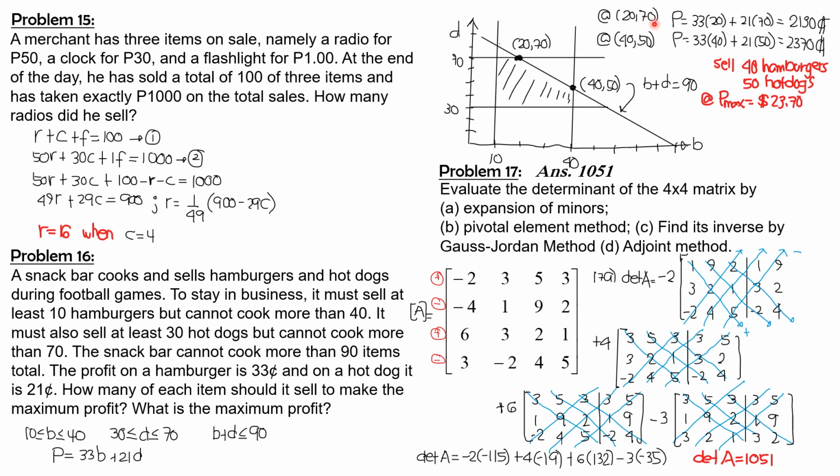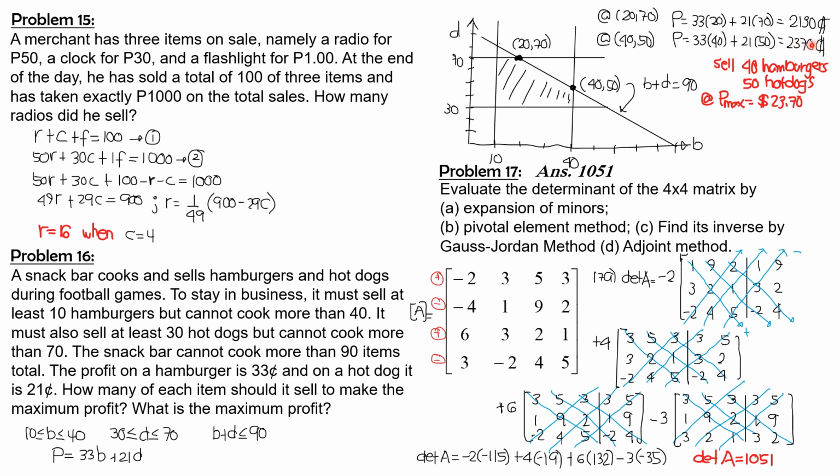So first at 20 comma 70, profit is 33 cents per burger times 20 plus 21 cents per hot dog times 70. We have 2,130 cents. At 40 comma 50 here, 33 times 40 plus 21 times 50 is 2,370 cents.